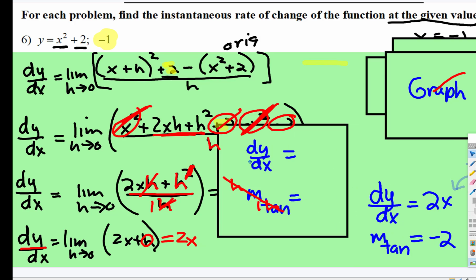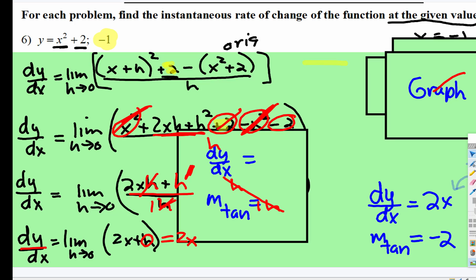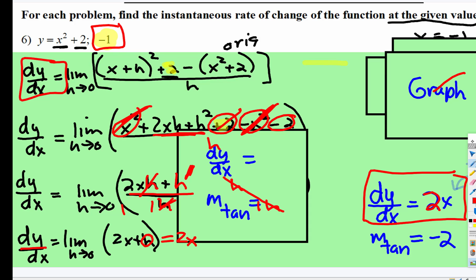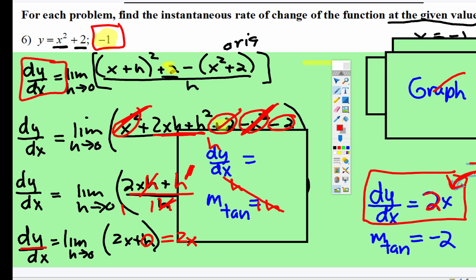So the derivative function, and notice the limit now can go away because we did the limit process to find what dy dx equals. It equals 2x, and now we're going to plug in that negative 1 for x, because that's what it says to do at that given point. So 2 times negative 1 is negative 2. That's the slope of the tangent line.